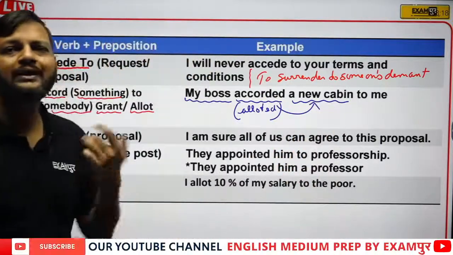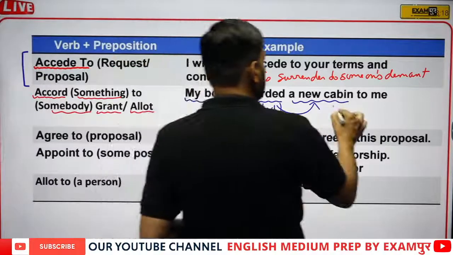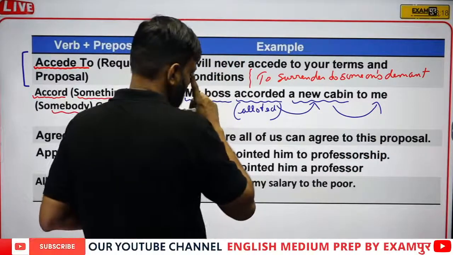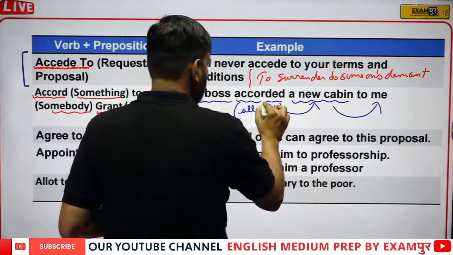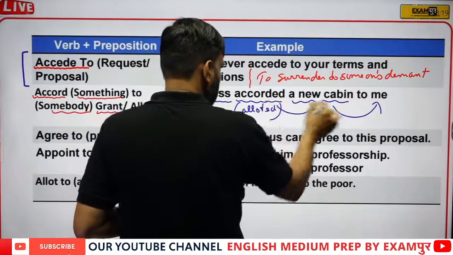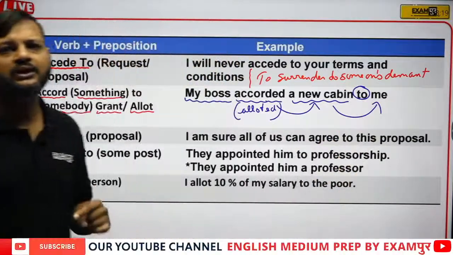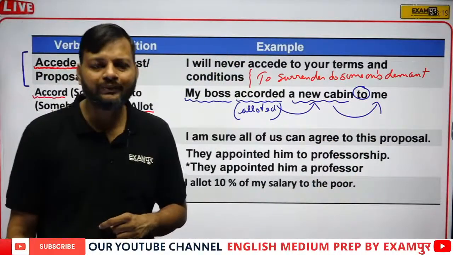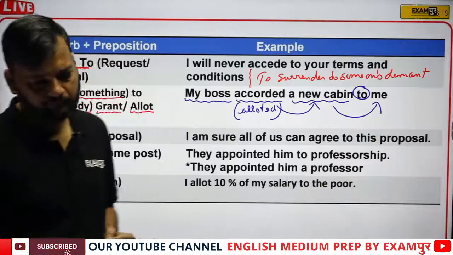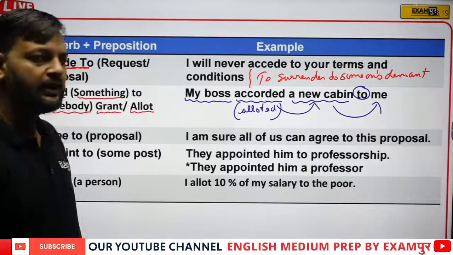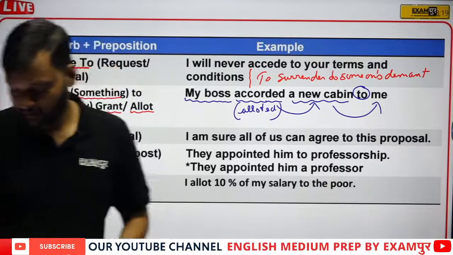To whom did he allot? He allotted a new cabin to me. So you have to learn that accorded is followed by to. Any other preposition in place of to will be wrong. Clear? Any doubt? Any problem?